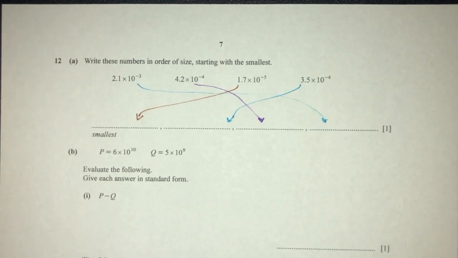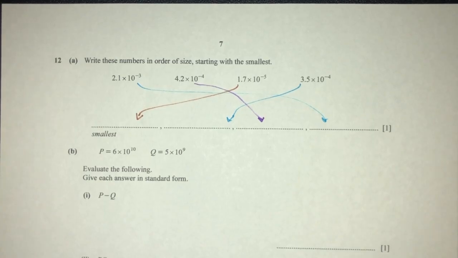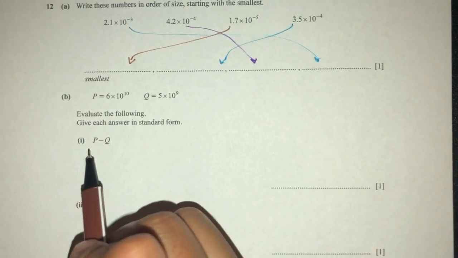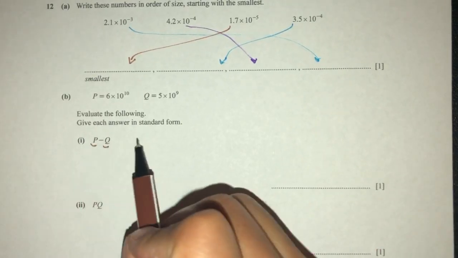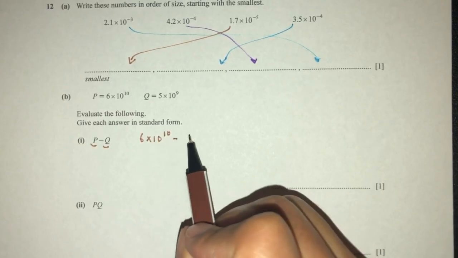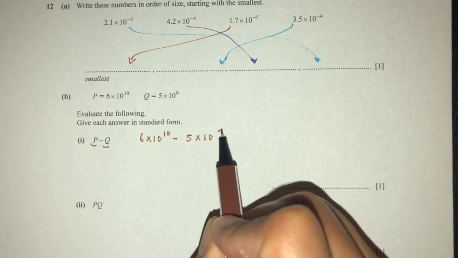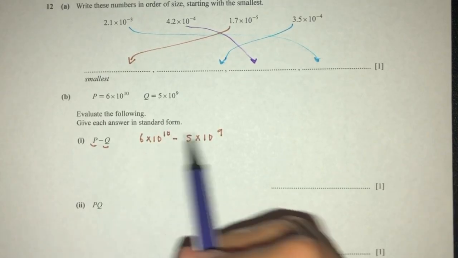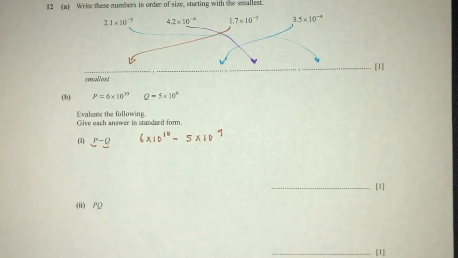Now for part B, we have P is equal to 6 times 10 power 10. Q is equal to this, 5 times 10 power 9. Now question, we have to find P minus Q. So here we have P, which is 6 times 10 power 10, minus Q, which is 5 times 10 power 9. Again, because the powers here are different, we cannot do minus directly. We have to first change the power for it to become the same.